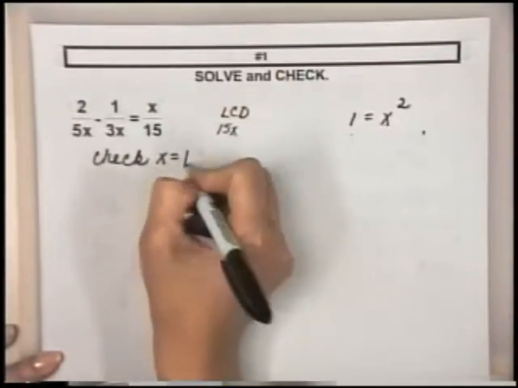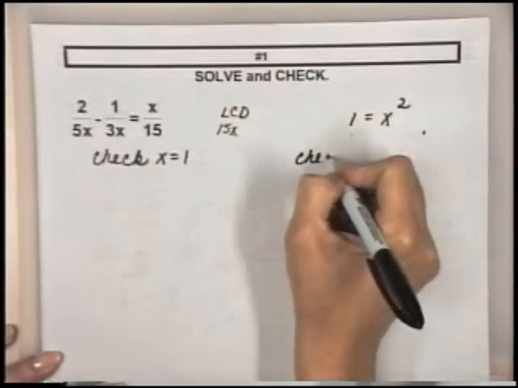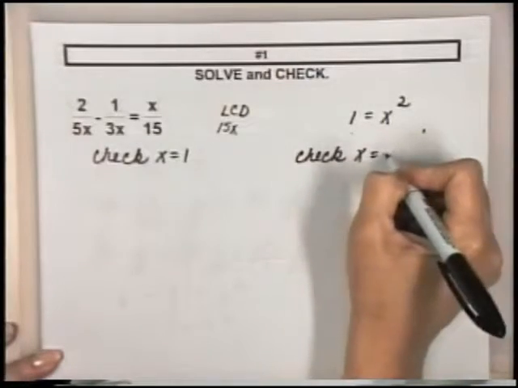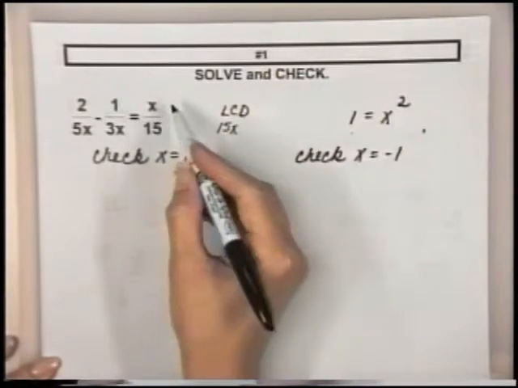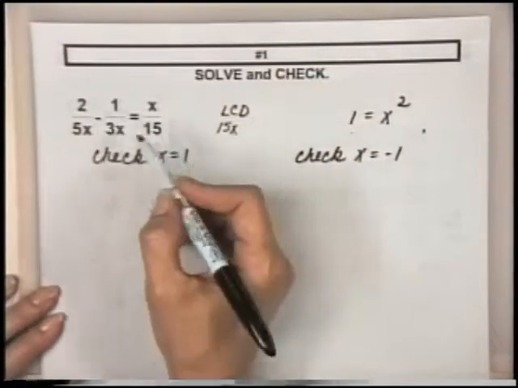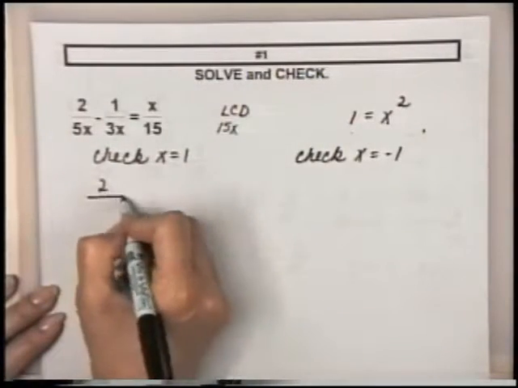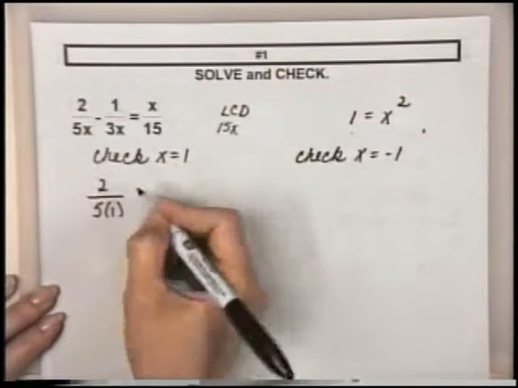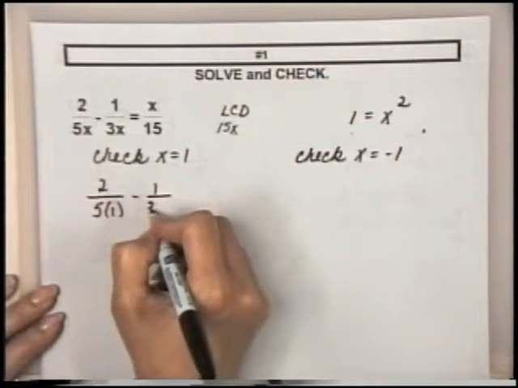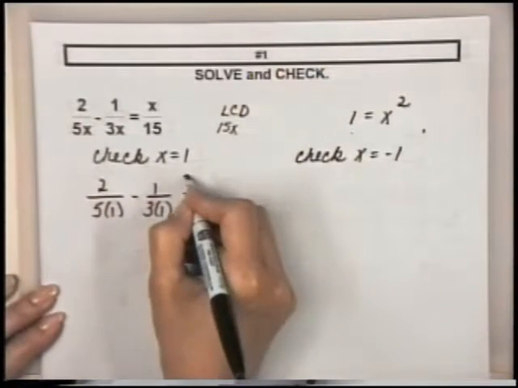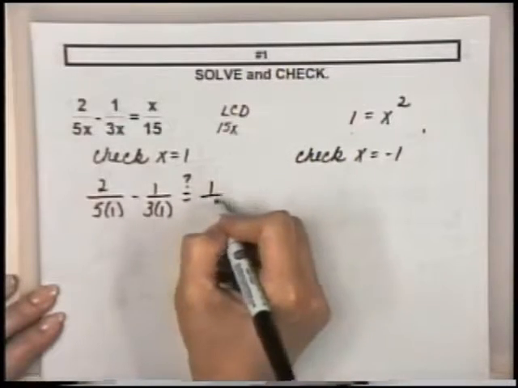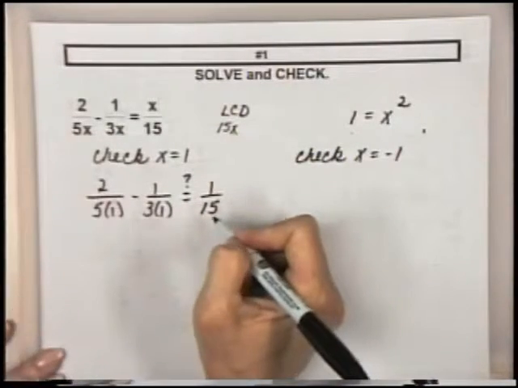We will check x equals 1, and we will check x equals negative 1 in the original equation. I will replace each x with the 1. I will have 2 over 5 times 1 minus 1 over 3 times 1. Does that equal 1 over 15?